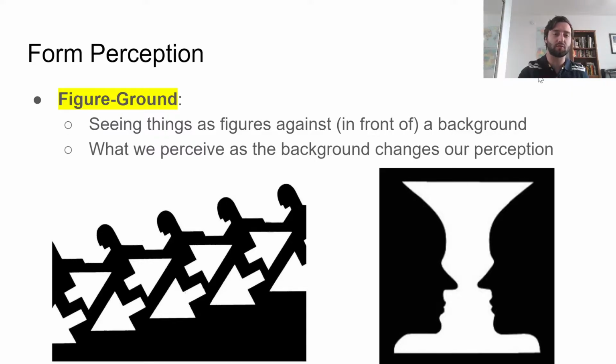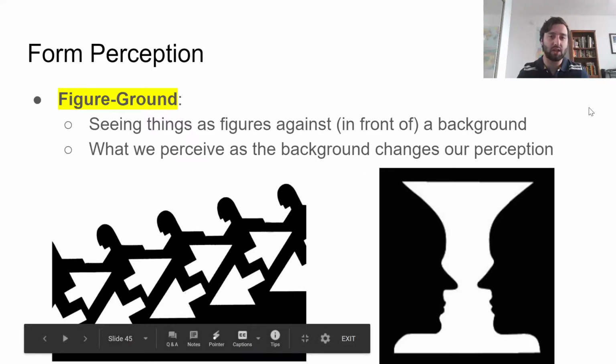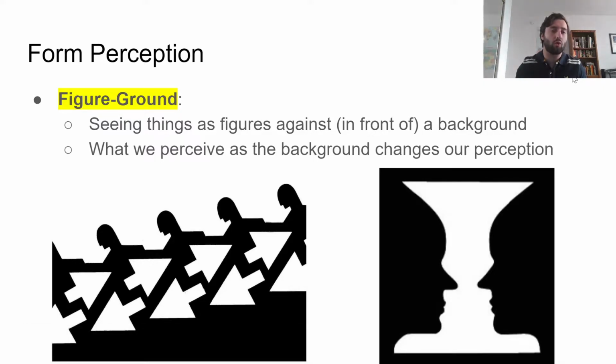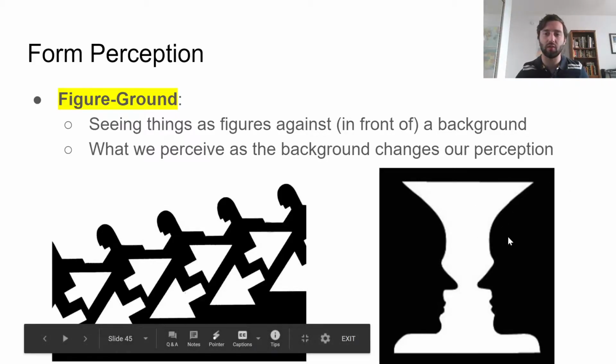You just perceive one as the front, one as the back, and the other one will kind of pop out at you. Now again, the information your eyes are getting is the exact same. We didn't change anything, we didn't do anything to this image, but all we did was shift what we are perceiving as the background, and that changed what we perceive as the figure. We can do the same thing here with this one on the right.